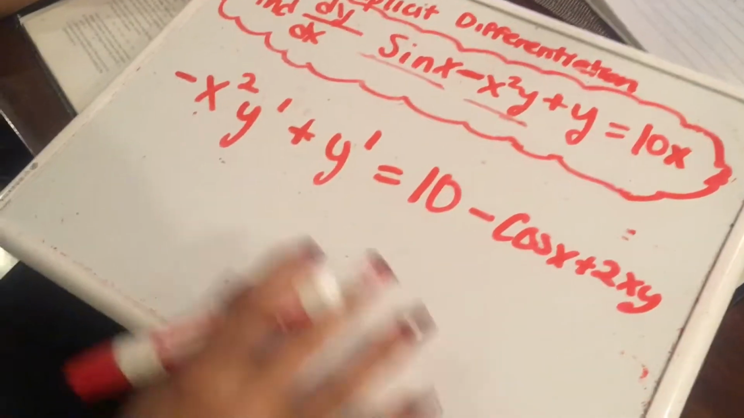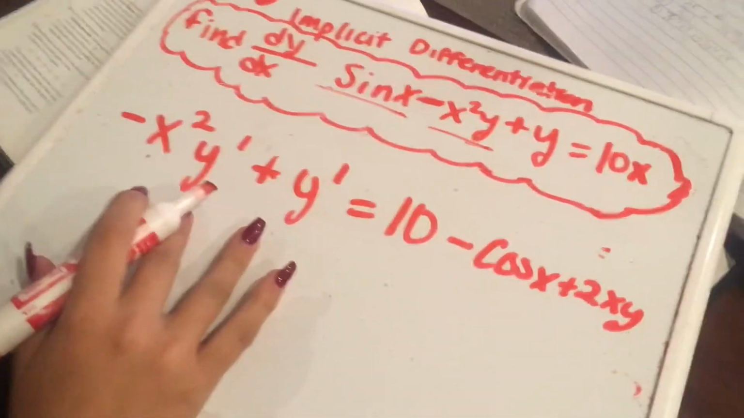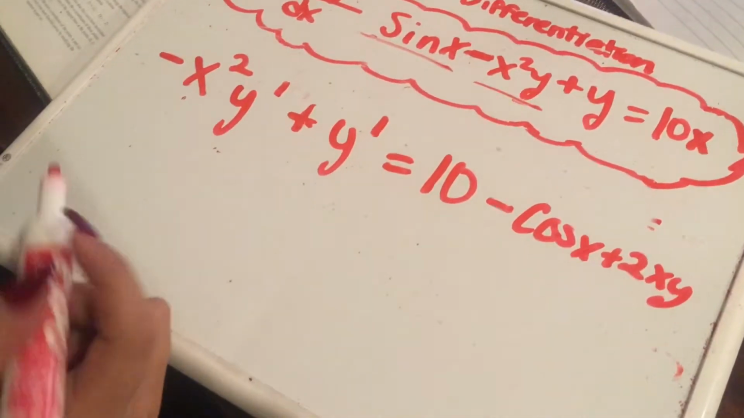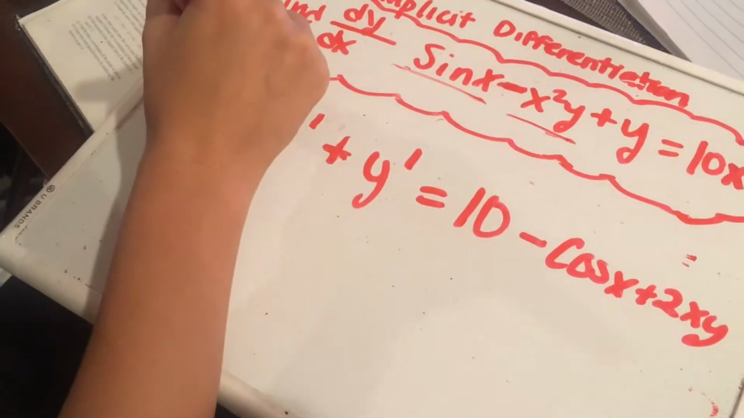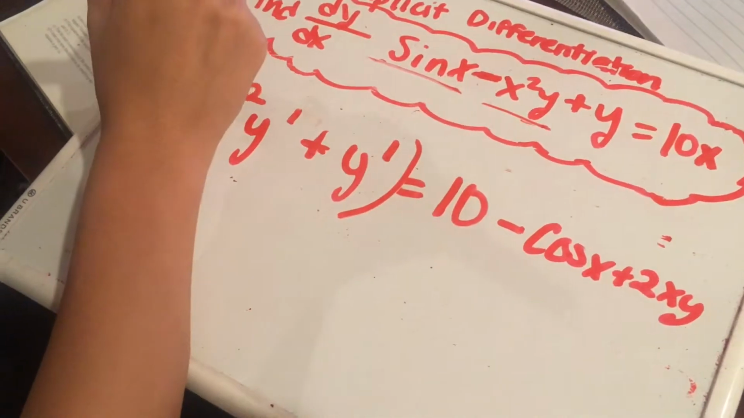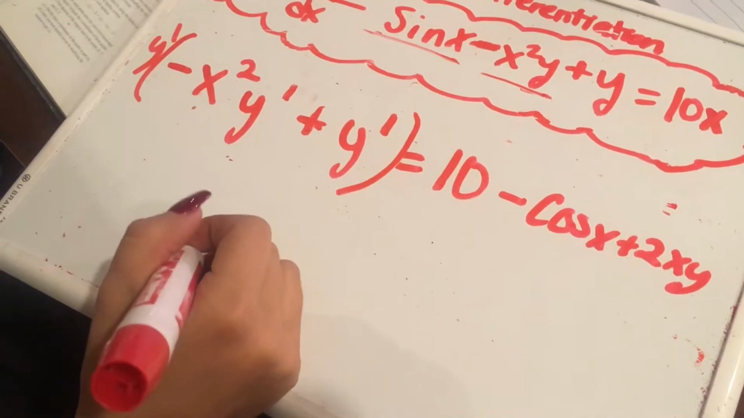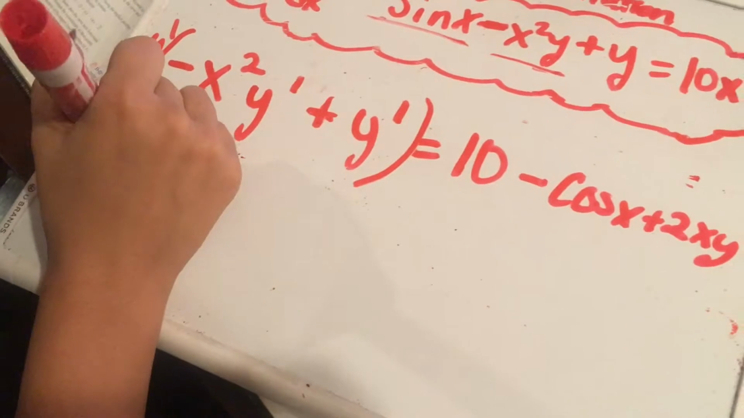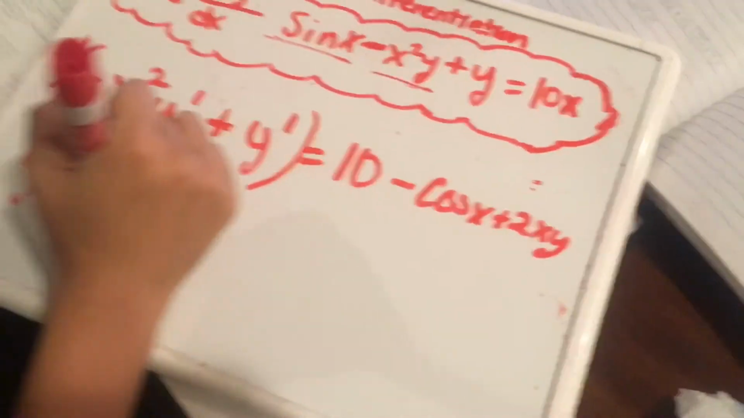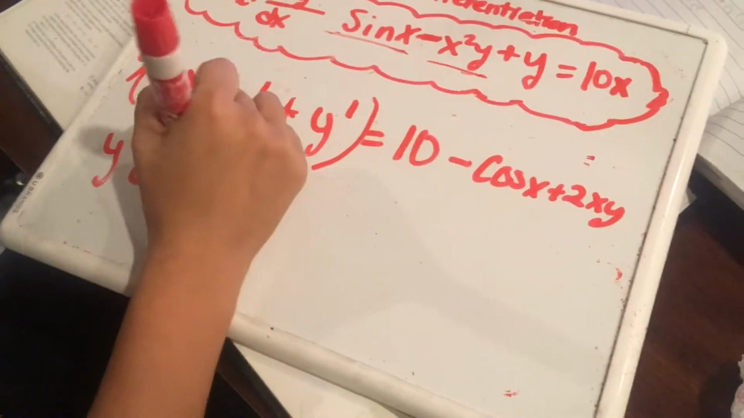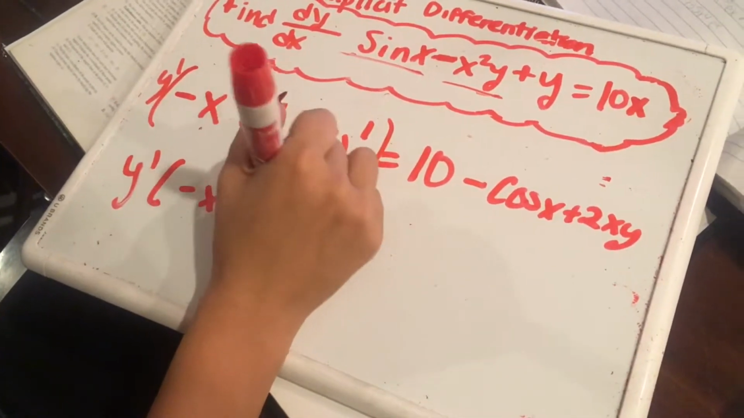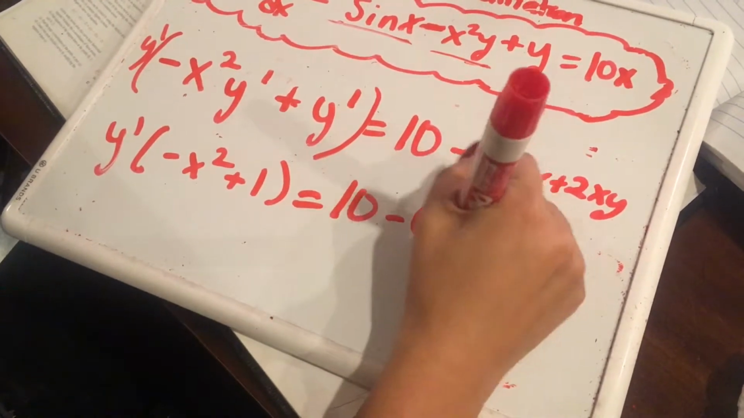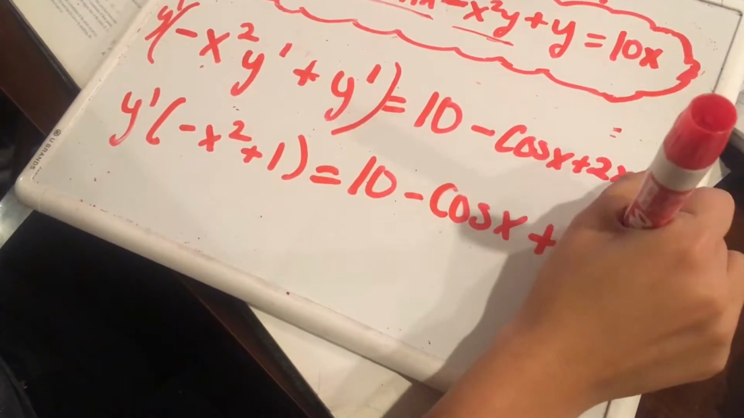Okay, so now that we have y prime on one side, we want to get y prime as a single term. In order to do that, there's a trick. You just factor out the y prime. So now you have y prime on the outside. There's still a 1 in front of the y prime, so make sure you don't forget that. So now you're left with y prime times negative x squared plus 1 equals 10 minus cosine x plus 2xy.